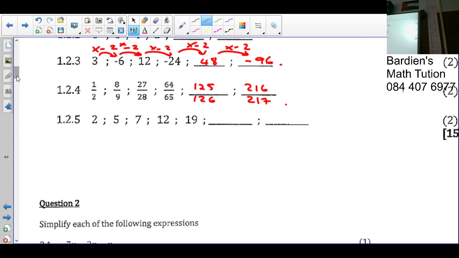2, 5, 7, 12, 19. Yes. First of all, rub your eyes. Just rub the answer into your eye. Don't rub your eye. You're going to damage it. What's the next number?